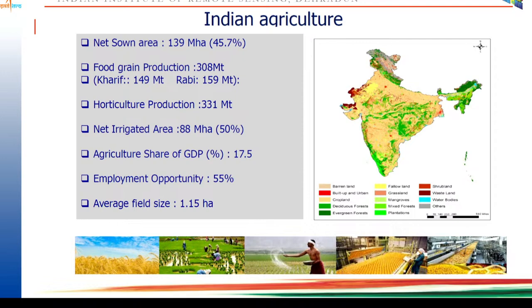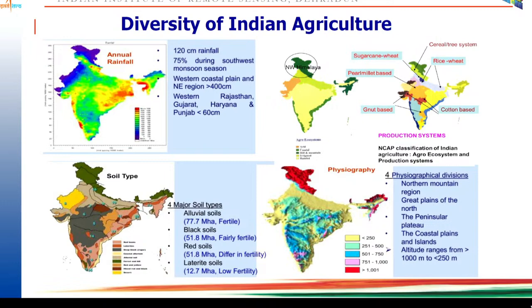noticeable. But the problem with Indian agriculture with respect to monitoring is the small field size compared to the US and other western countries, Europe, where we will find 100-hectare fields, but our field is largely 0.5 hectare. Also, Indian agriculture is affected by diversified climatology, physiography, cropping system, soil type, and so on.